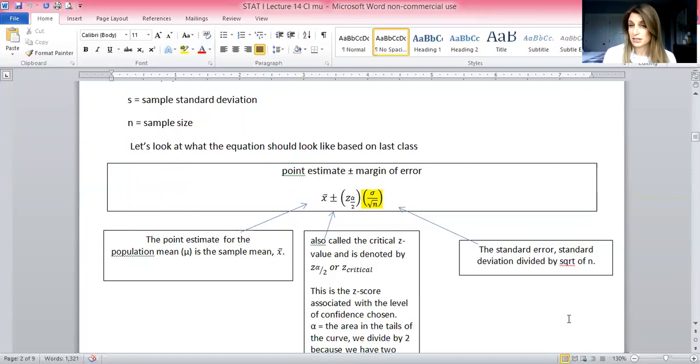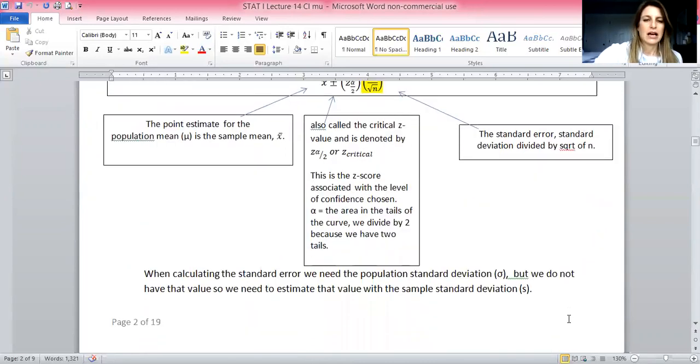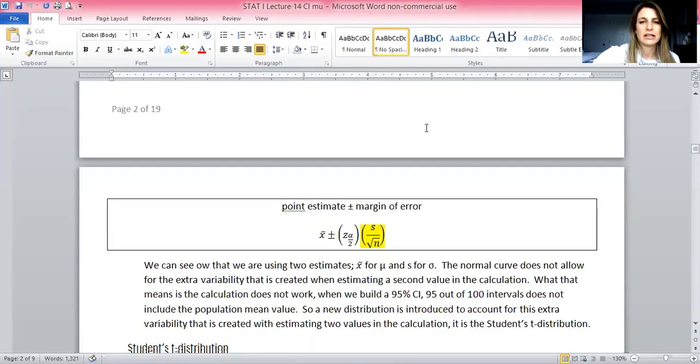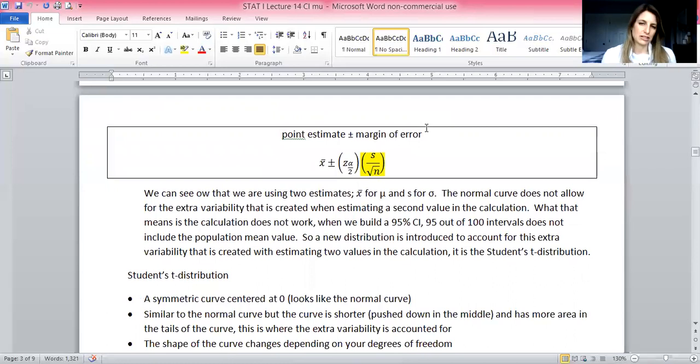Now my standard error is a little different because I'm looking at numerical data. It is my standard deviation divided by the square root of n. Look at this: when we're calculating the standard error, which I have highlighted in yellow, we have sigma, my population standard deviation. But we need to realize we don't have the population standard deviation, so we need to estimate it with the sample standard deviation, which is S.